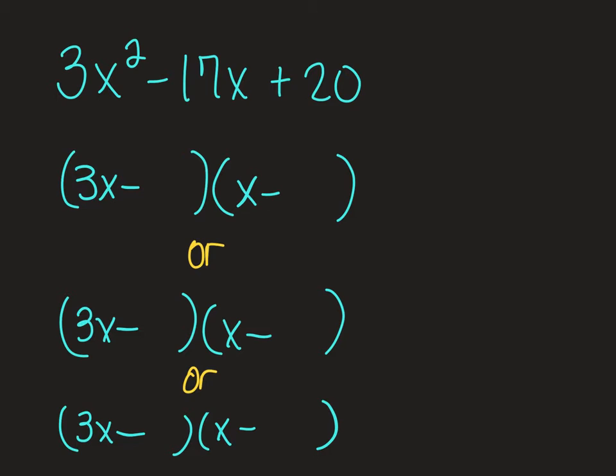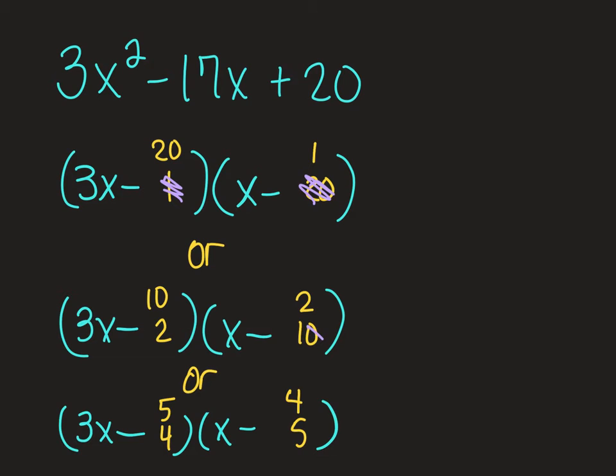So let's try the 20. I could either have 1 and 20 or 20 and 1. I could have 2 times 10 or 10 times 2. I could have 4 times 5 or 5 times 4. We're still adding, and I've got to make it up to 17, so I can't overshoot it and go too large. 3 times 20, too big, so I can eliminate that one.